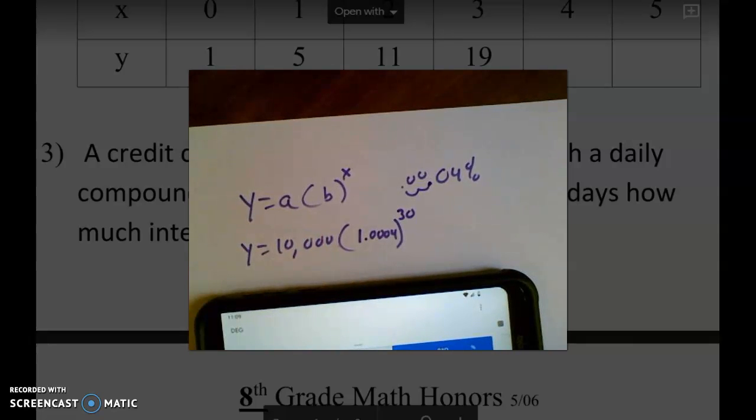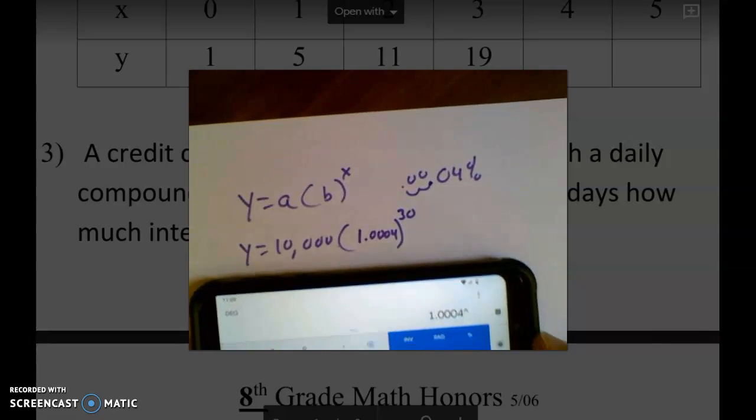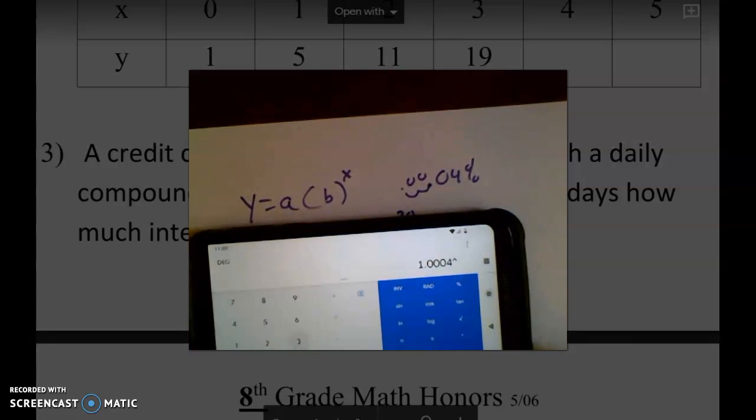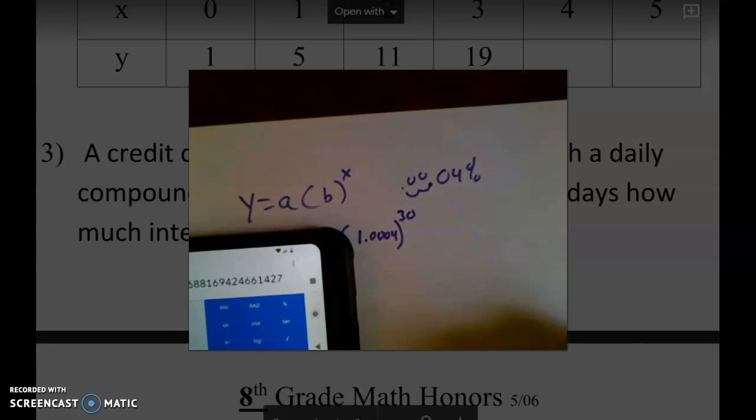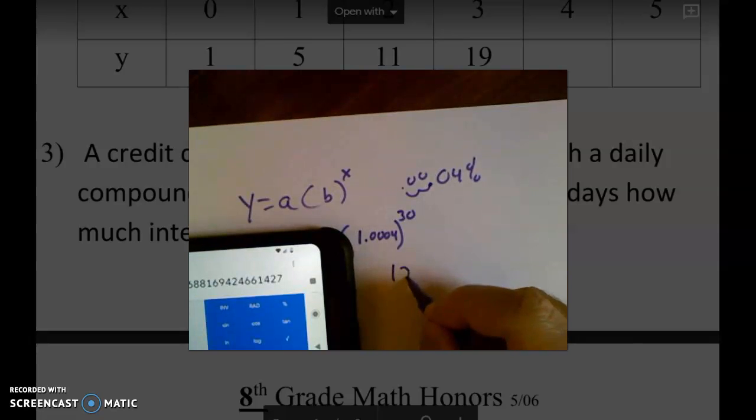So I take 1.0004, raise it to the 30th power. Again, you do the exponent first, and you get this, and then you multiply it by the 10,000. So times 10,000, and we get, looks like, $10,120 and some odd cents. So it's about $120, and it'd round up, let's say, to about 70 cents or so.